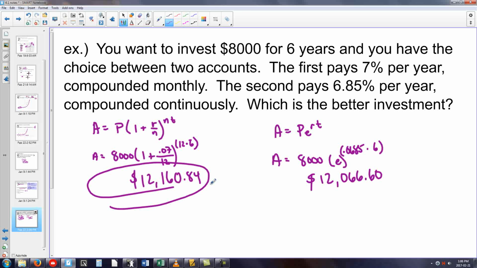But I know that if I went beyond 6 years, if I went to the 7th or 8th year, this account here will start to really catch up on me. Yes, it has a lower interest rate, but over time it's going to be able to catch up and grow at a really effective rate.